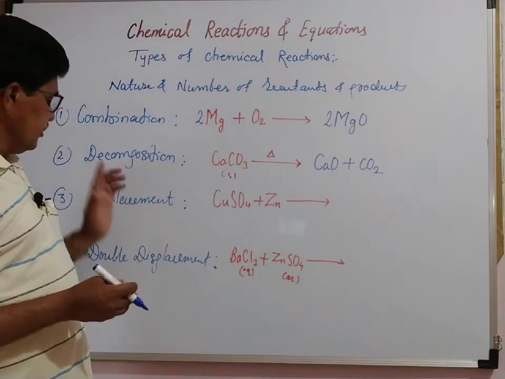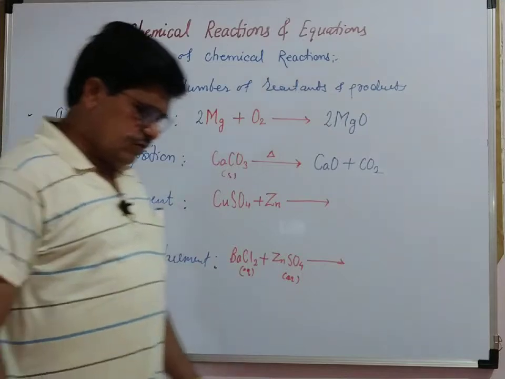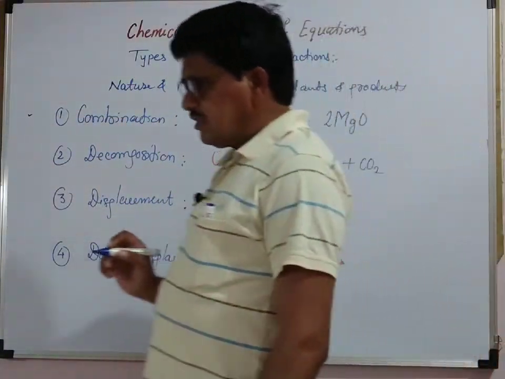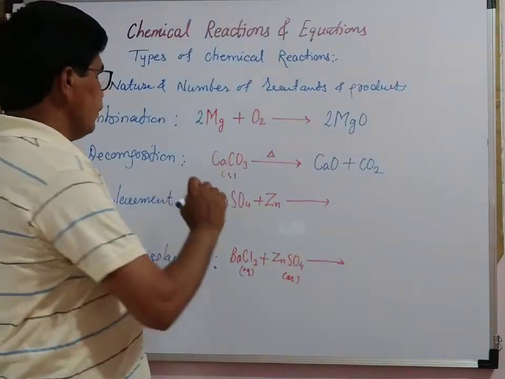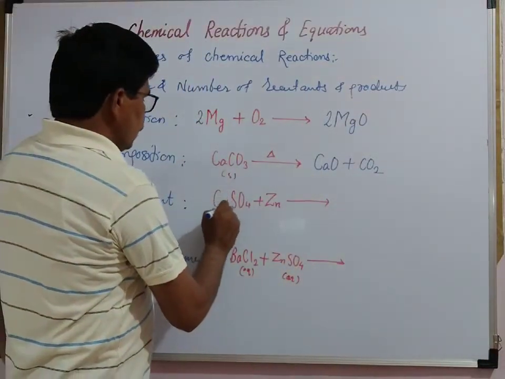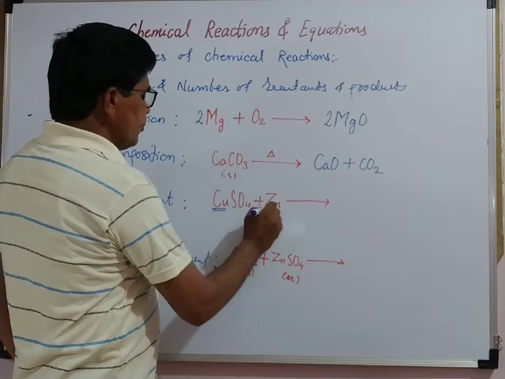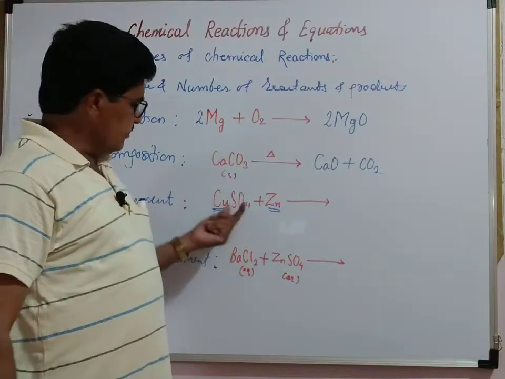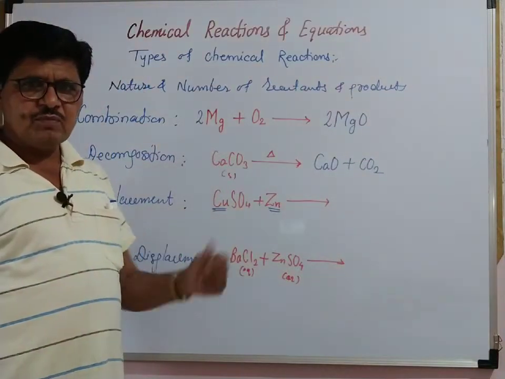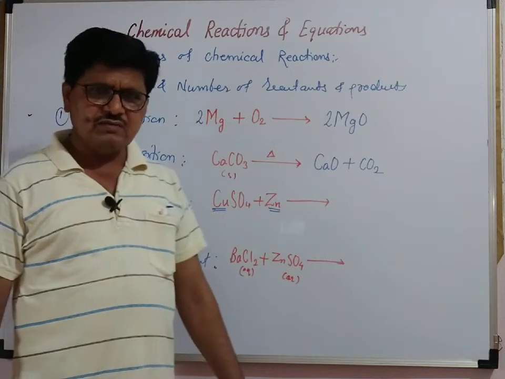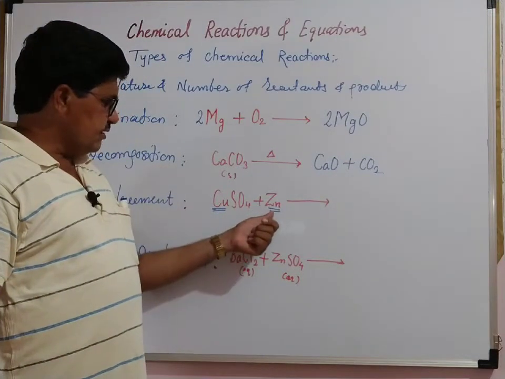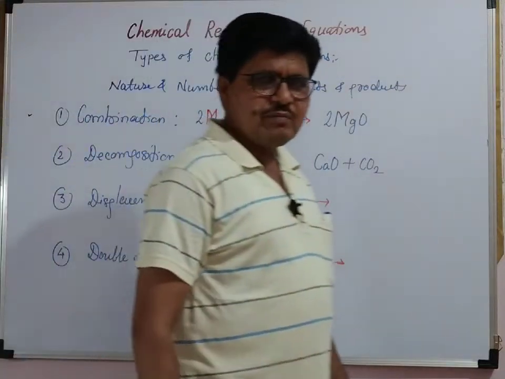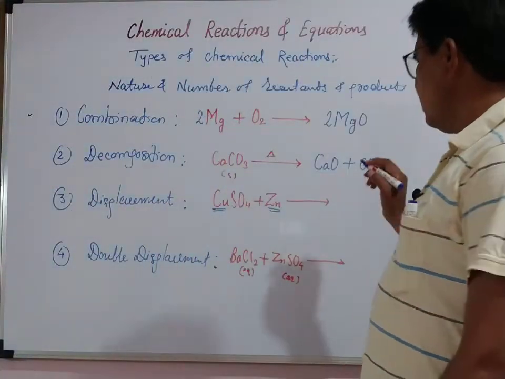The third type is the displacement reaction. What do you mean by displacement reaction? In this reaction, copper sulfate reacts with the zinc. But before this, first we discuss that copper is a less reactive metal as compared to the zinc. Copper sulfate is the compound of the copper and it is in contact with the zinc. At this time, zinc displaces the copper from its compound. That type of the chemical reaction is known as the displacement reaction.